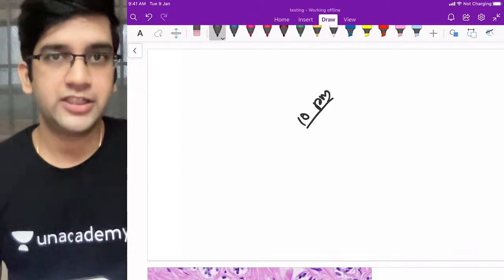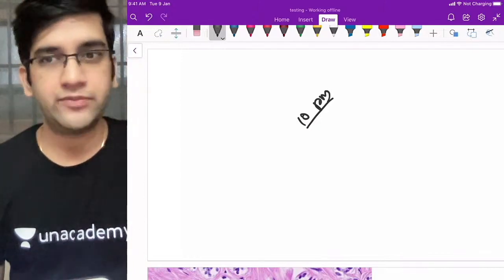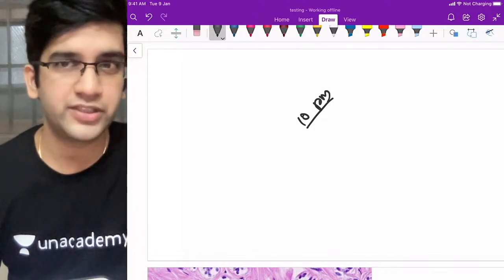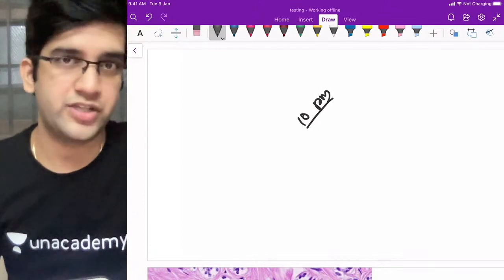So we're going to see about breast first, and then a little bit about CNS. Because CNS, I'm sure you know everything about CNS tumors. I'm just going to add a few more things which I wanted to emphasize on CNS tumors, right?